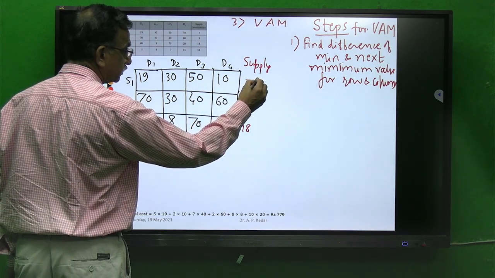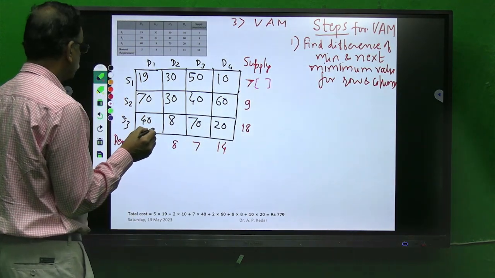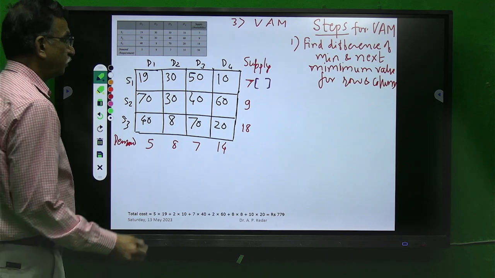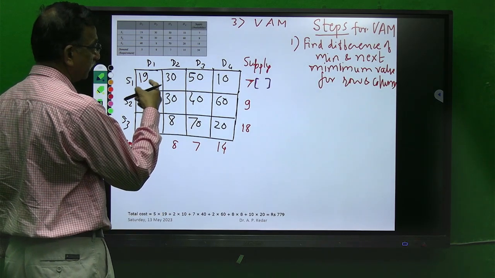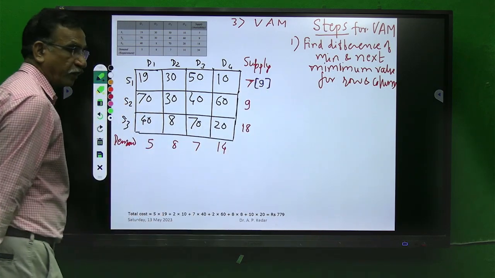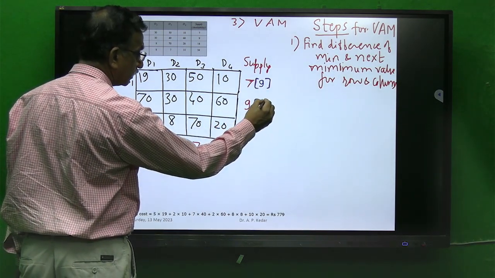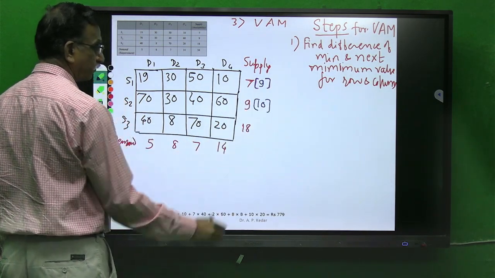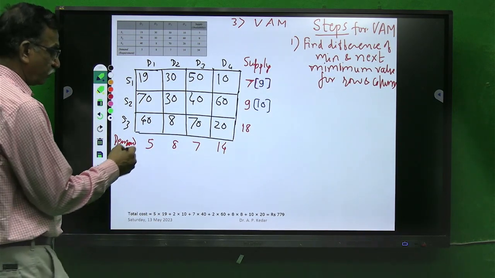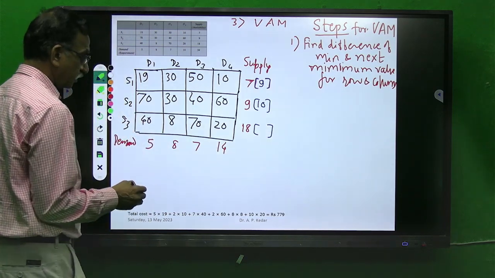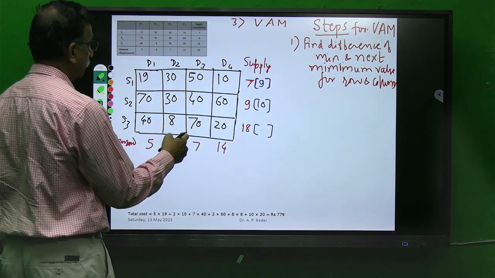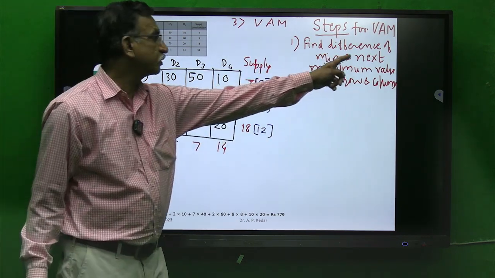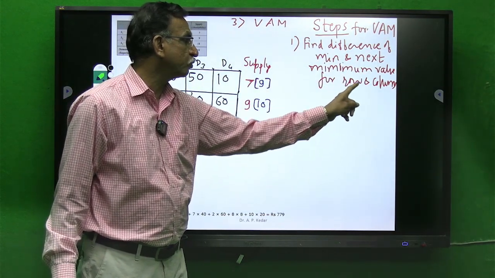So how to find this difference? Let's use this color. So for first row, minimum cost value is 10, next minimum is 19, difference is 9. For second, minimum value is 30, next minimum value is 40, difference is 10. I think you are getting it now. For third row, minimum value is 8 and next minimum is 20, so difference is 12. Similarly, for what I have written, find the difference of minimum and next minimum values for rows and columns.